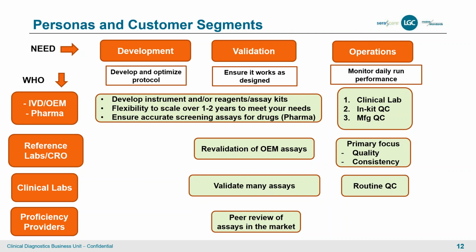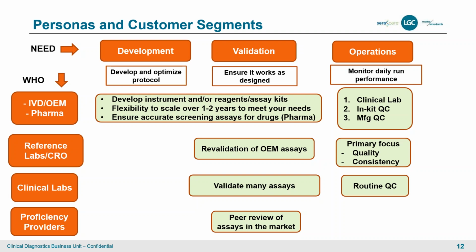When you're in a clinical lab environment, what you're often doing is validating many assays that have been developed by the IVD OEMs, right? And you want to quickly service your community. You're a cancer center. There's a lot of patients that have tumor and lung cancer. The question is, how quickly can you assess that sample, right? So routine QC becomes very important.